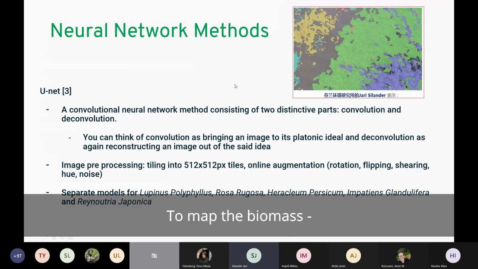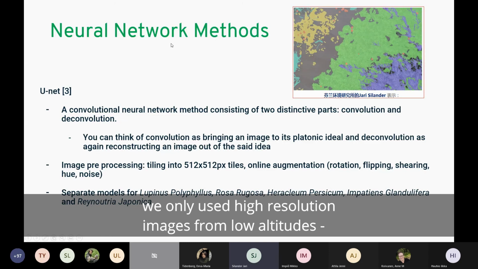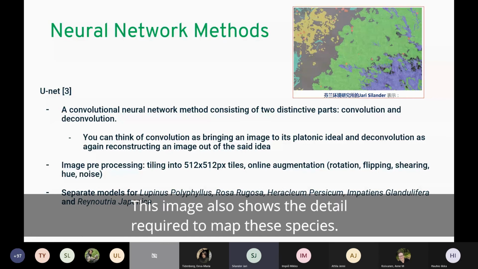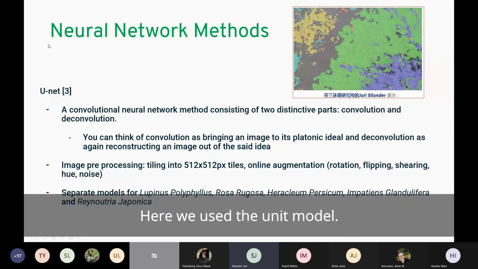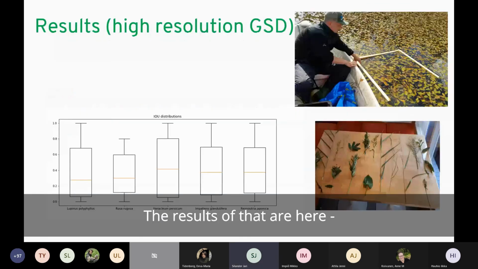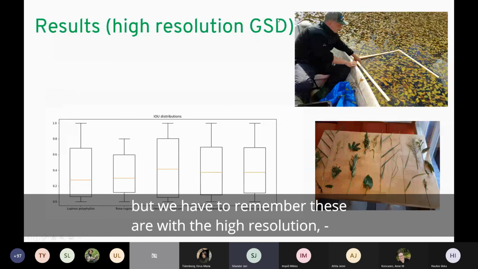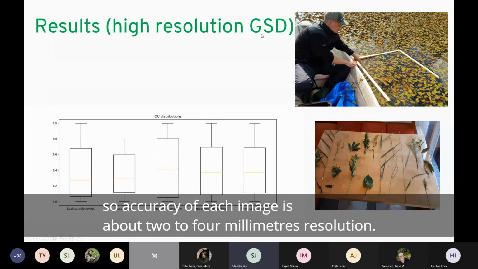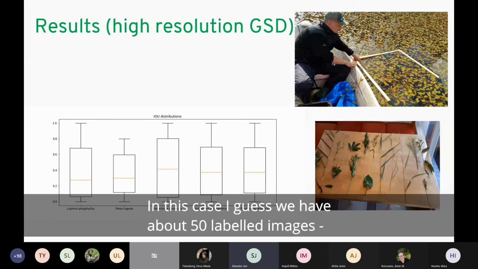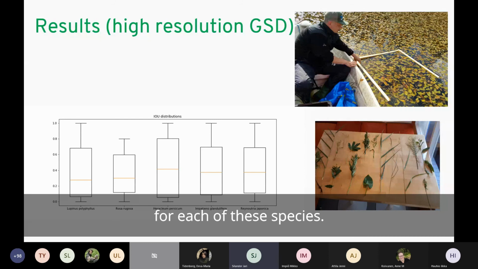So to map the biomass, we only used high resolution images from low altitudes and selected certain species. And this image also shows the level of detail that is required to map these species. And here we use the UNet model, and the results of that are basically here. But we have to remember that these are with high resolution, so the accuracy of each image is about 3 millimeters, or 2 to 4 millimeters resolution. So it's obvious that you get fairly good results with a low volume of labeled data. In this case, I guess we have about 50 labeled images for each of these species.